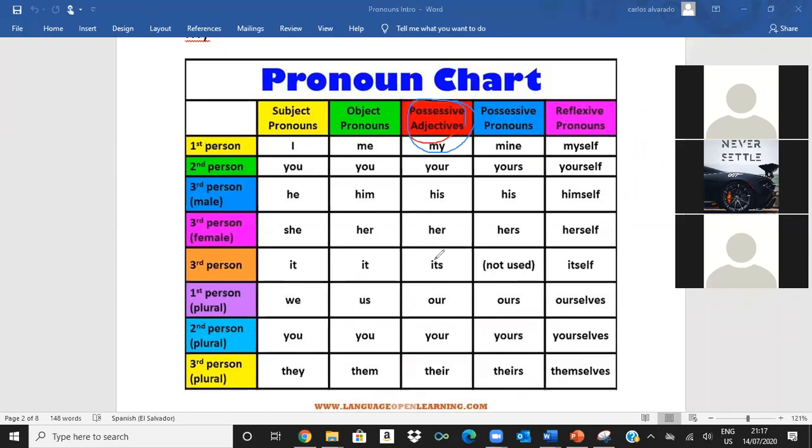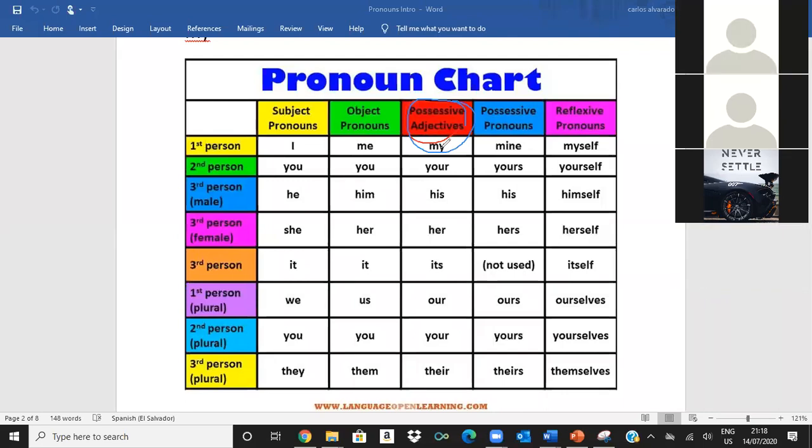Okay. Can you give me an example, Brenda? How do you use these? ¿Cómo se usan? My. My. Your. His, her, its. Sí. Esta es la lista, pero ¿cómo puedo usarlos? ¿Me puede dar un ejemplo, una oración? My favorite color is... What is your favorite color? Blue. Ahí está. My favorite color is blue. Very good.